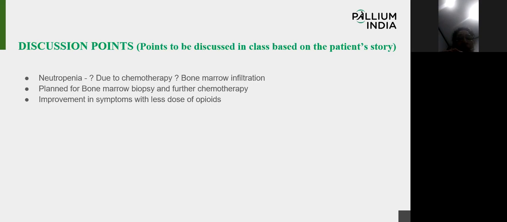And the main thing is we have to find out whether the neutropenia is due to chemotherapy or because of the bone marrow infiltration. And she has been planned to have a bone marrow biopsy and to undergo further chemotherapy depending on the findings. But improvement in symptoms has occurred with the use of a lower dose of opioids in the past few days.